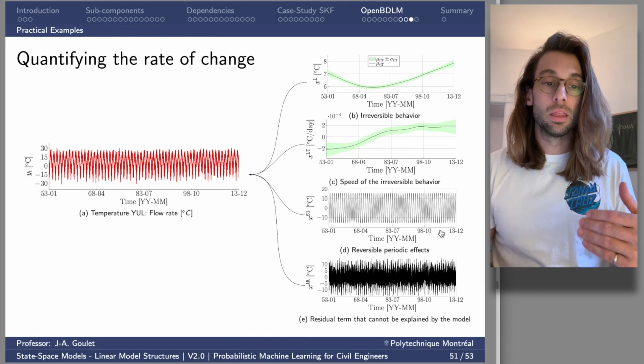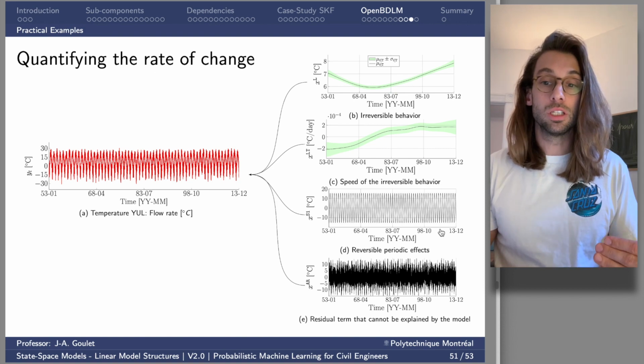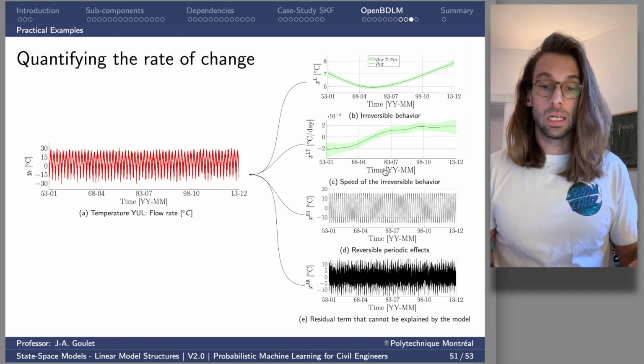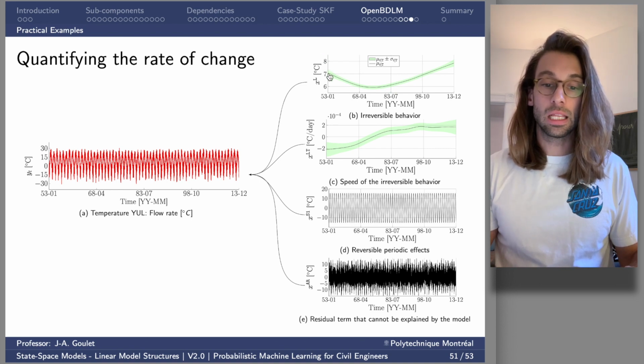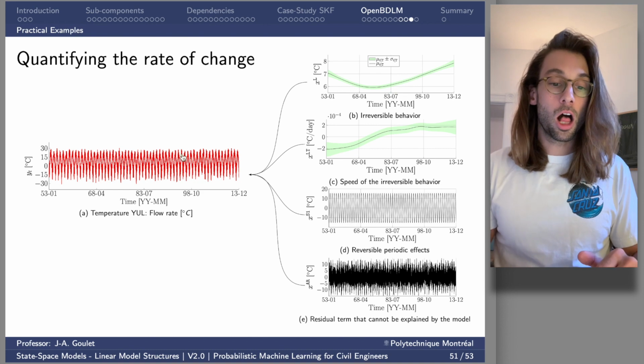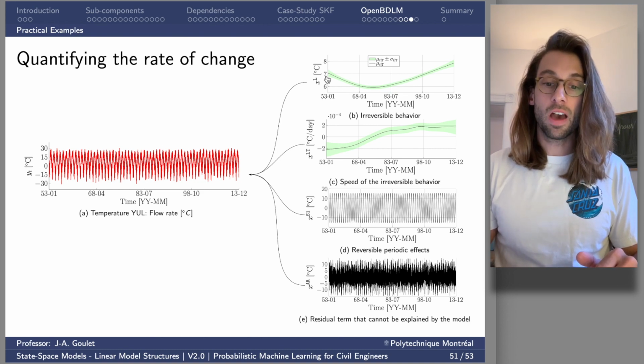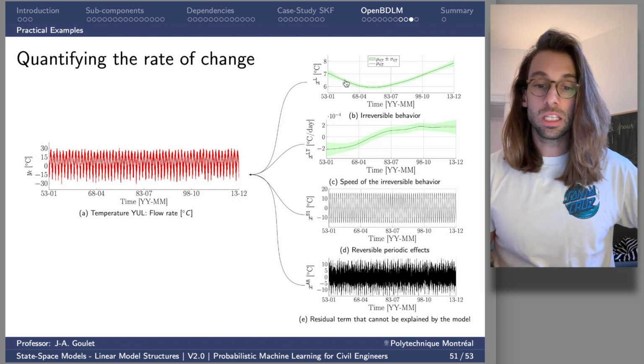But if we decompose that raw time series into its subcomponents, we can clearly see what's going on. So in that case, we can look at the local level with respect to time. You can see that here, if we remove all the yearly periodic effect, we have a decreasing behavior from the 50s till the 70s, and from the 70s on, we see an increasing temperature.